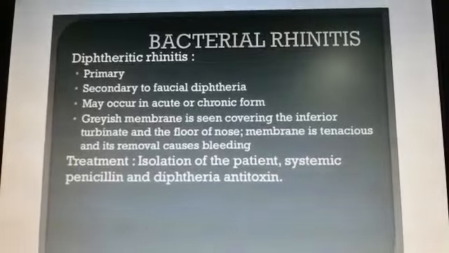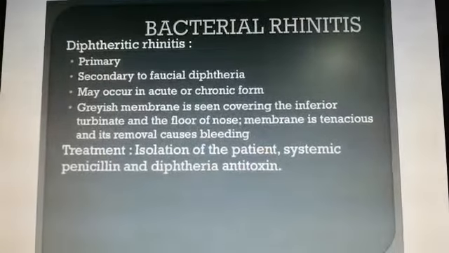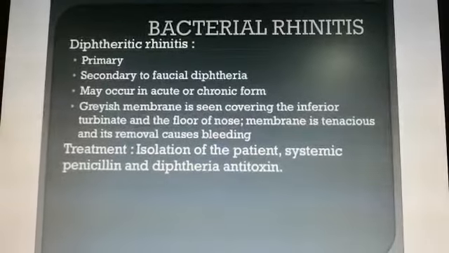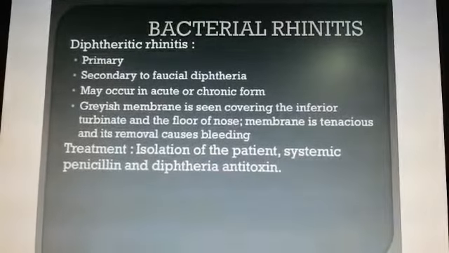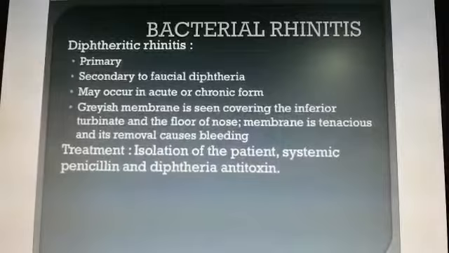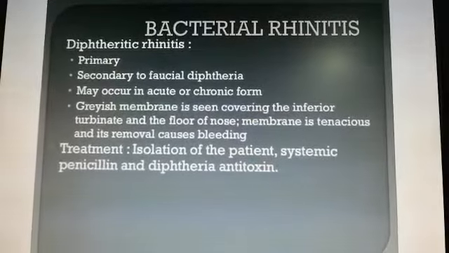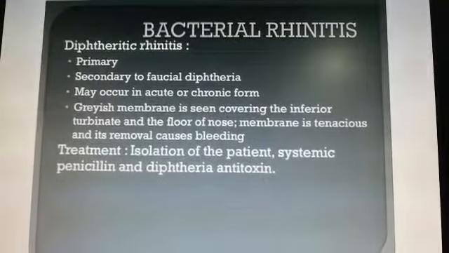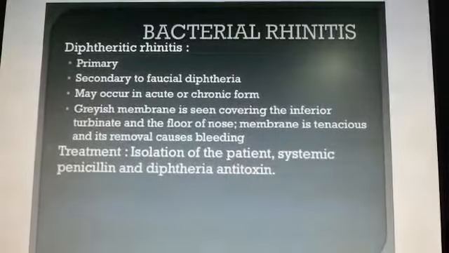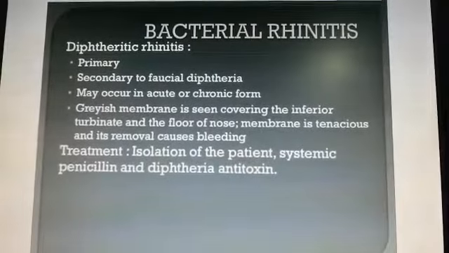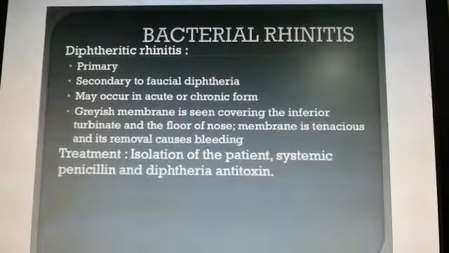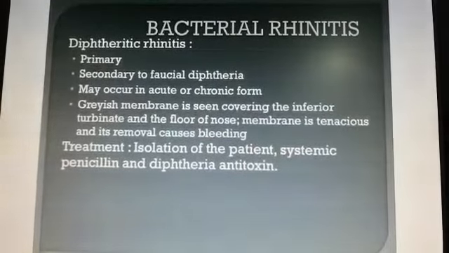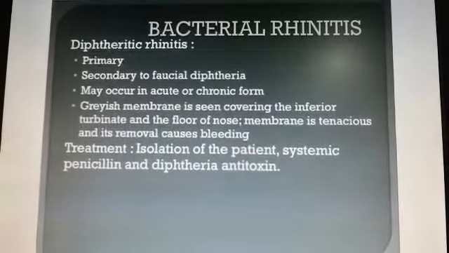Regarding the second type, the secondary bacterial rhinitis, it is due to invasion or infection with bacteria which occurs in a patient who is having viral rhinitis. So it is a superimposed or supervening bacterial infection. The patient is already having an acute viral rhinitis, and then there is a secondary invasion or supervening infection by bacteria that leads to a secondary bacterial rhinitis.